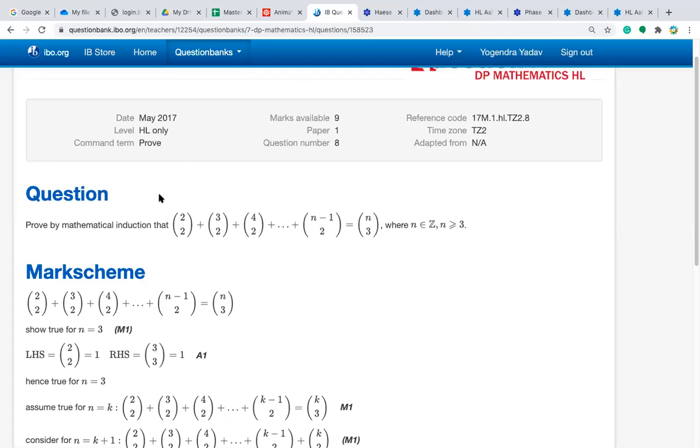Now here is the other example, which is linked with the binomial expansion coefficient. The question is: prove that 2C2 plus 3C2 plus 4C2 plus dot dot dot plus (n minus 1)C2 equals nC3. Now obviously this is true for n more than 3. That's what I have to say.